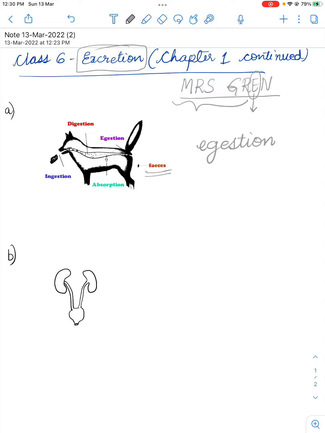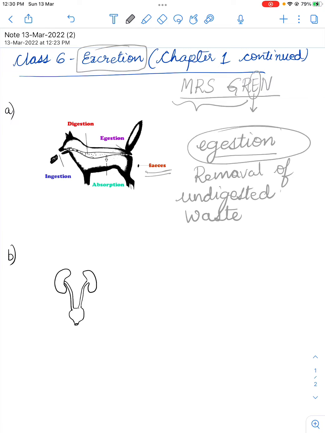Egestion is the removal of undigested waste. Removal of undigested waste from the body is called egestion and not excretion. So I reiterate, egestion and excretion are two different terminologies which deal with two different aspects of life.